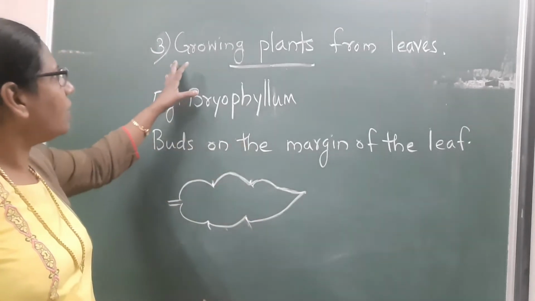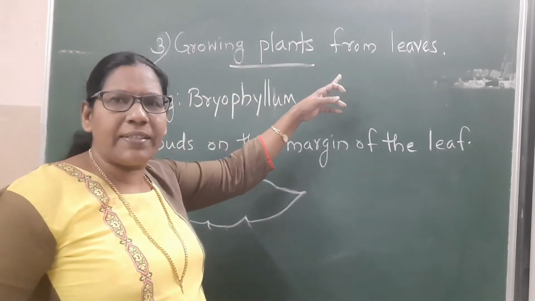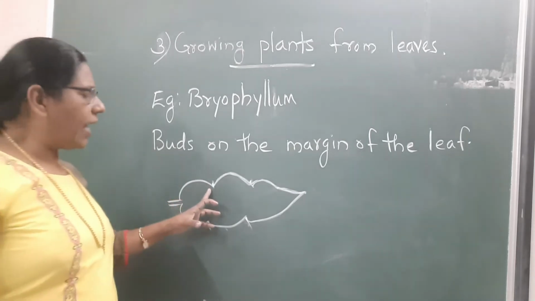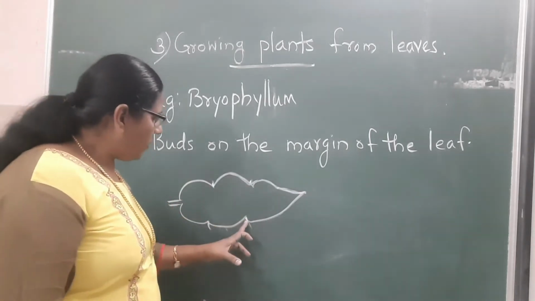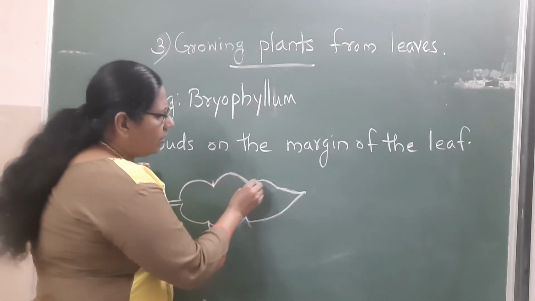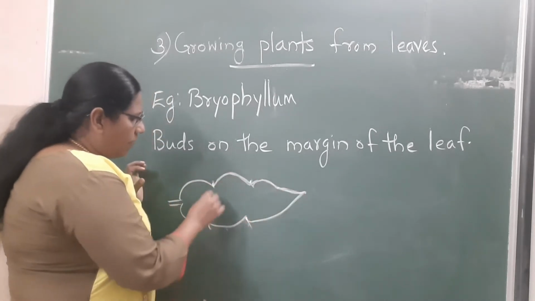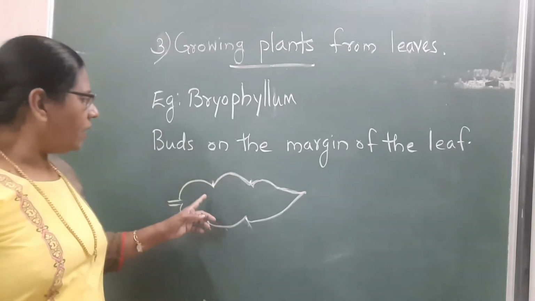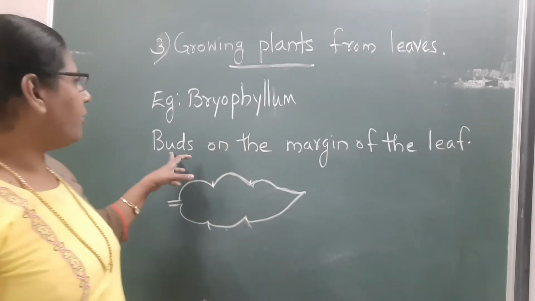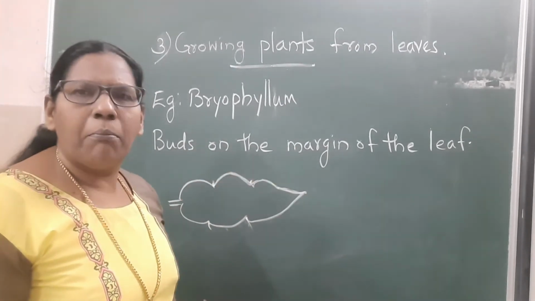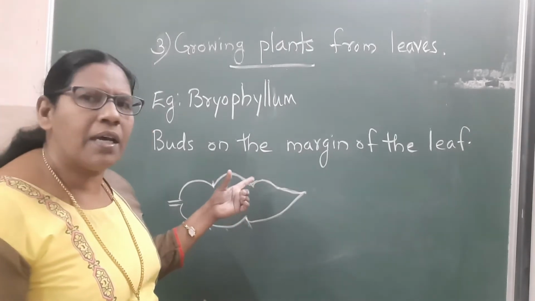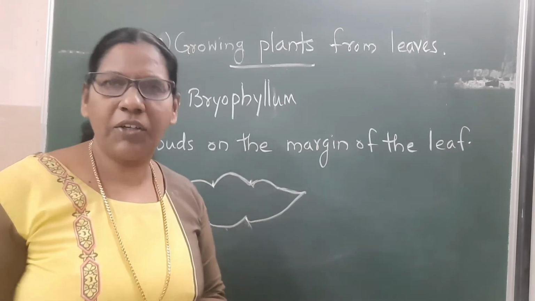We learned that new plants grow from stems and from roots. Now we are going to learn growing plants from leaves. In this case, leaves have buds on them. On the margin of the leaf, there are buds. From these buds, the new plant grows. Example, bryophyllum. They have buds on the margin of the leaf. From these buds, the new plant grows.